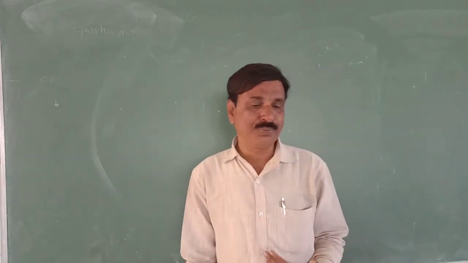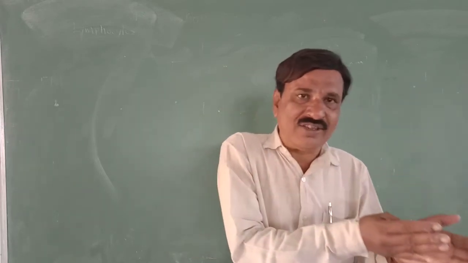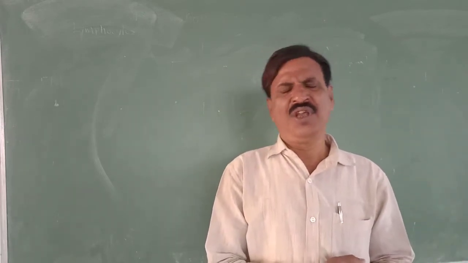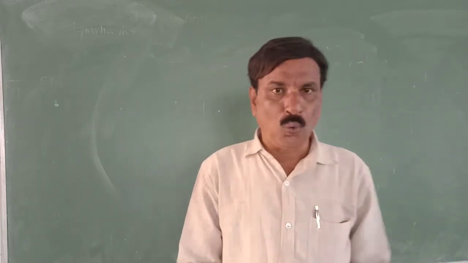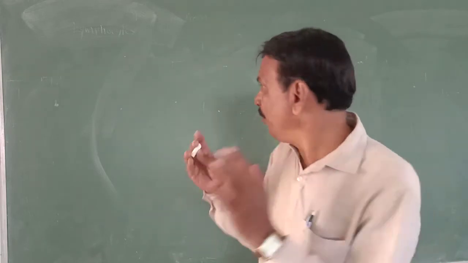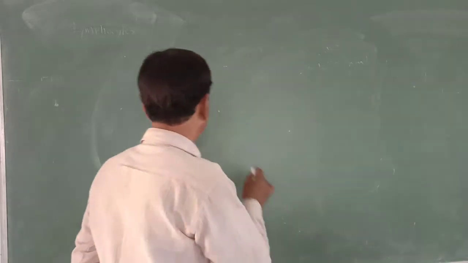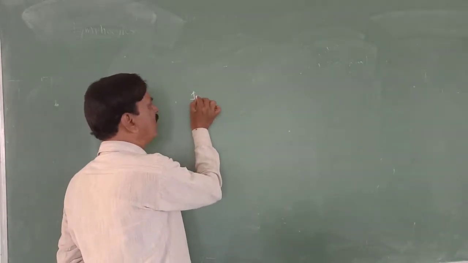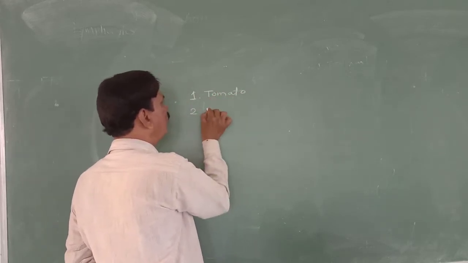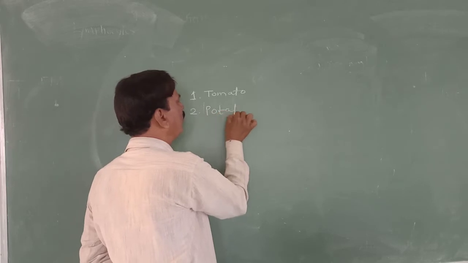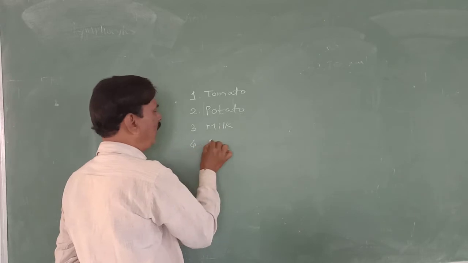Also we have seen that data can be organized in computer's memory just as we organize it on plain paper. For example, we can prepare a list in computer's memory, and we can prepare a list on plain paper. How can we create a list? Number 1, tomato. Number 2, potato. Number 3, milk. Number 4, eggs.